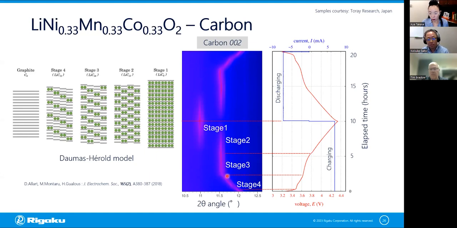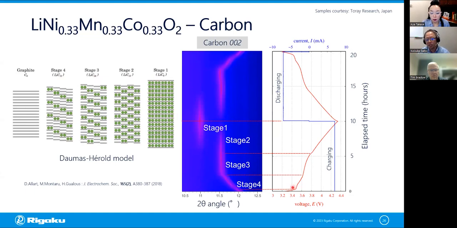For carbon, there are four different phases defined by Daumas and Herold. They named the four different phases as a stage number: 4, 3, 2, 1. The difference between the stages is how much lithium is intercalated in the graphite structure. For example, in stage 4, the graphite has a little lithium intercalated. In stage 3, two times more lithium is incorporated. Stage 2 has three times more lithium. And finally, the fully occupied lithium site is called stage number 1.